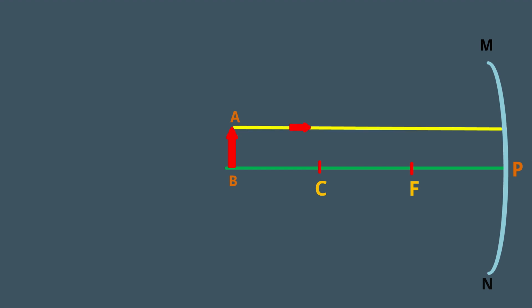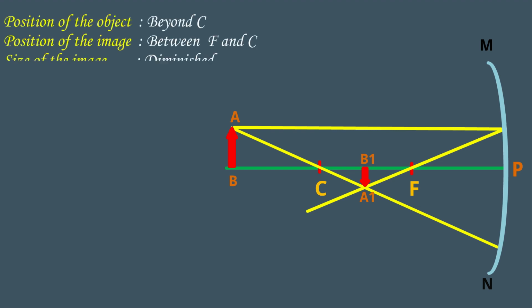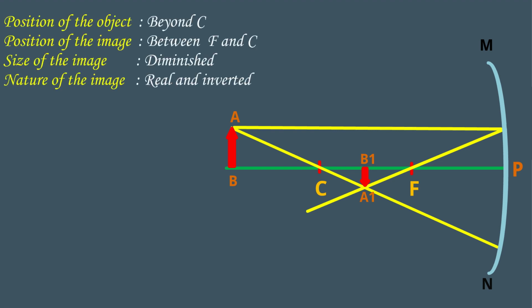First, when the object is placed beyond the center of curvature of a concave mirror, we have to consider two rays. In that, the ray parallel to principal axis after reflection passes through principal focus, and a ray which is passing through the center of curvature retraces its path. Where these two will join, we'll get a real, inverted and diminished image, and the position of the image will be between F and C.